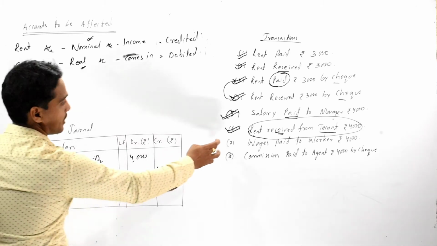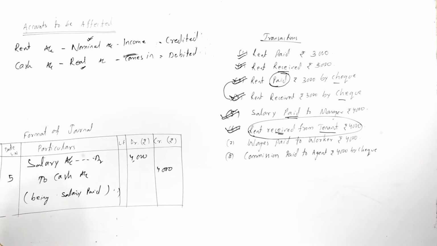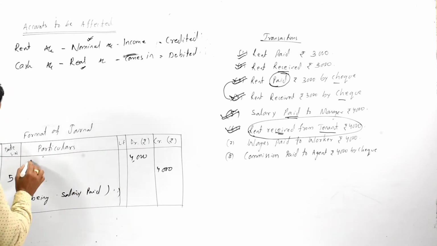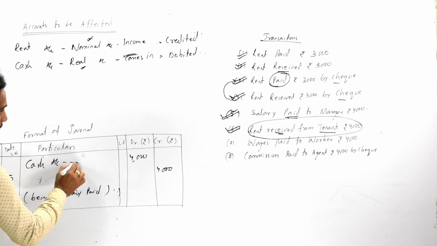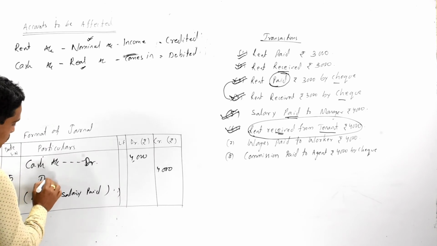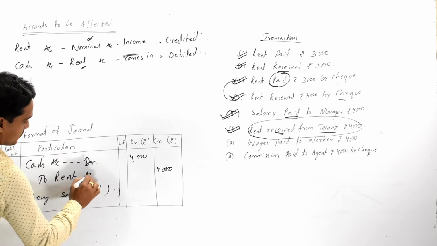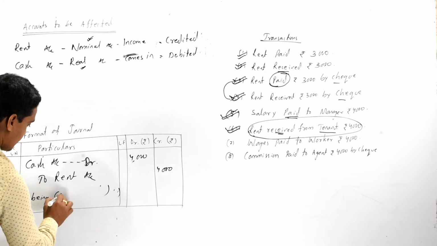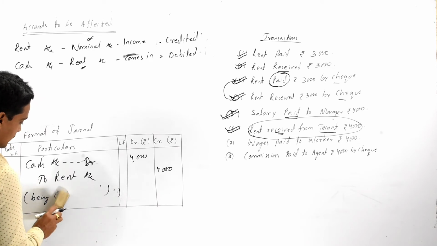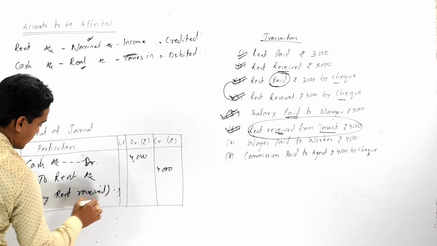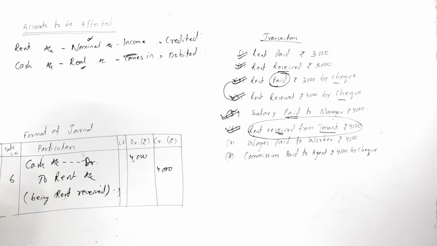So the journal entry of the sixth transaction, that is rent received from tenant, is cash account debit rupees 4,000 to rent account, and our narration is being rent received, and the serial number should be 6.